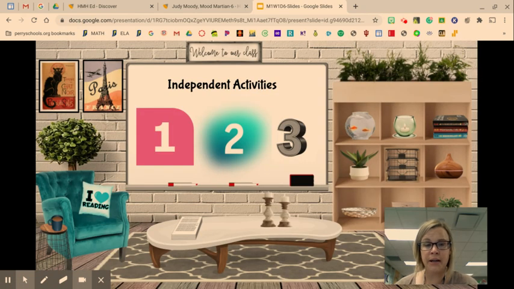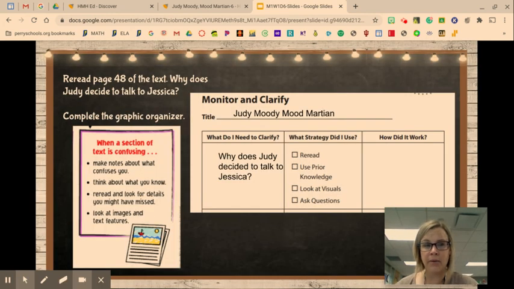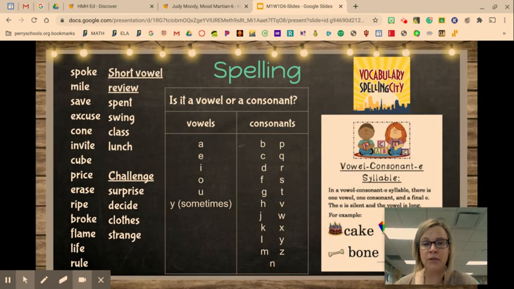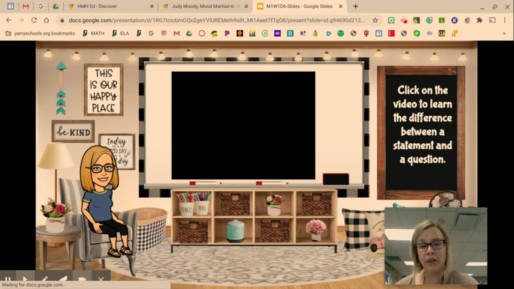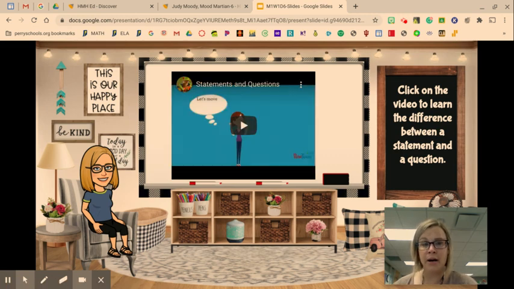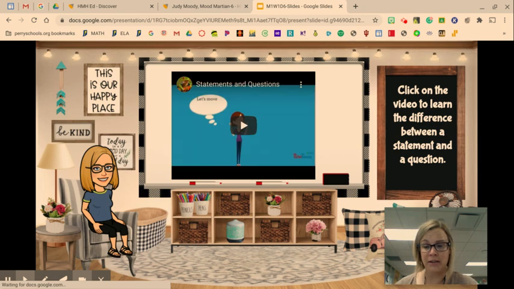So for your independent activities, you have 3 things. The first one's going to be the Cami that's on page 48, so finishing up this page. The second one's going to be to learn about the spelling words, which are vowel, consonant, E words. You will have a Spelling City to work on. And then you're going to be doing the grammar. So you've got your objective page, you've got a video with the lesson about statements and questions, and then you will have a Cami that you will be working on as well.